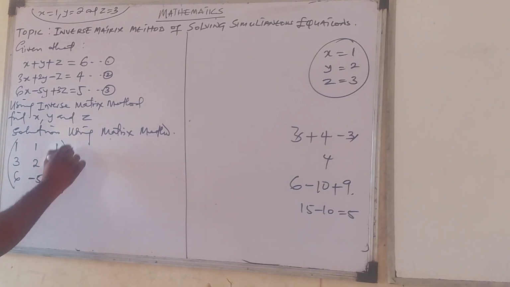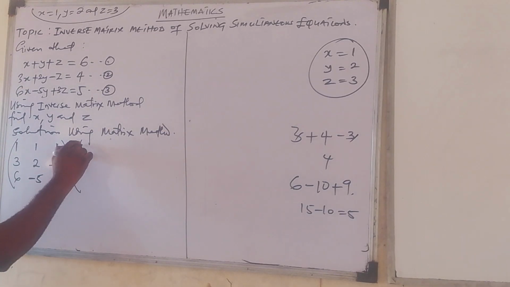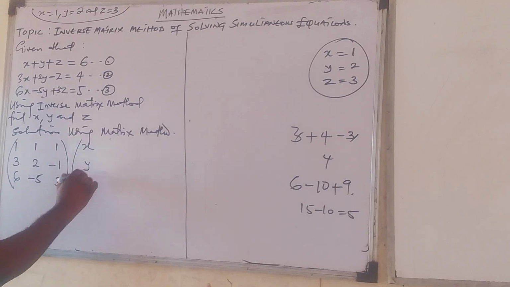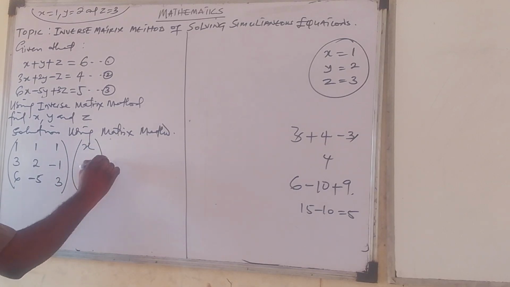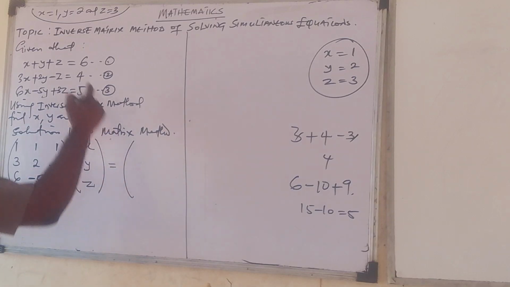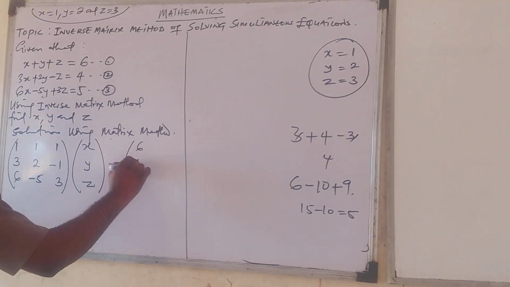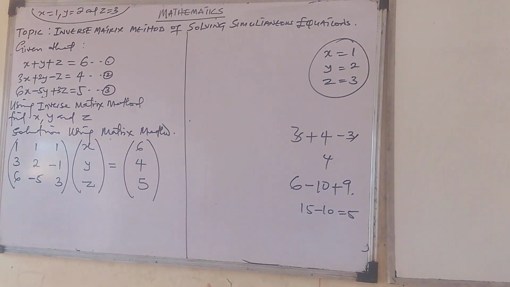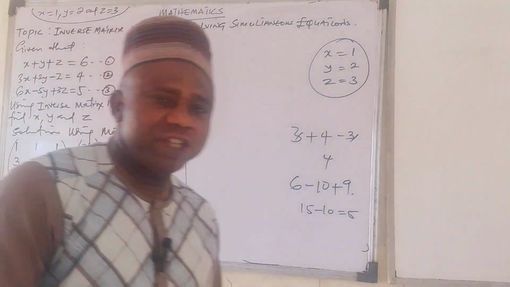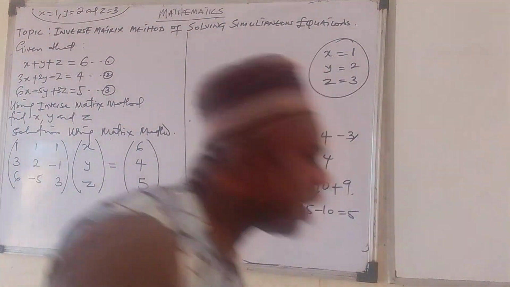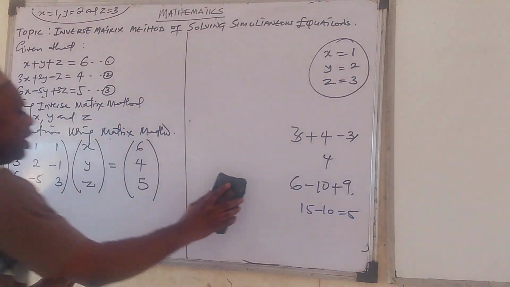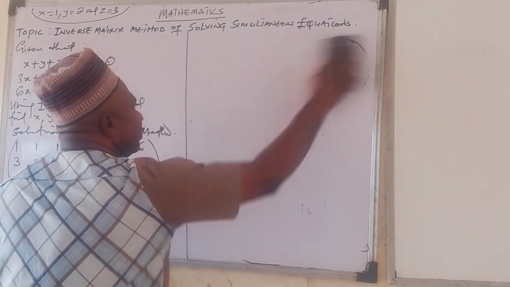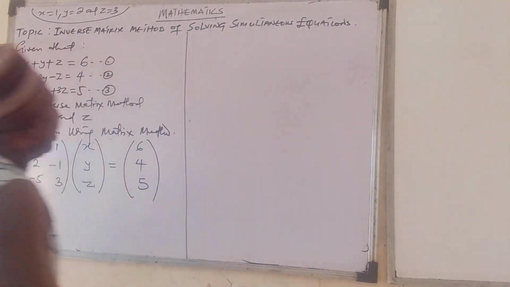Remember here x actually came before y, so we have x, y, then z is equal to, here we have 6, 4, and 5. Now this is the first step, arranging all the coefficients. Now you can see that we have arranged all the coefficients. So the next step is this now. Let's look at this now.